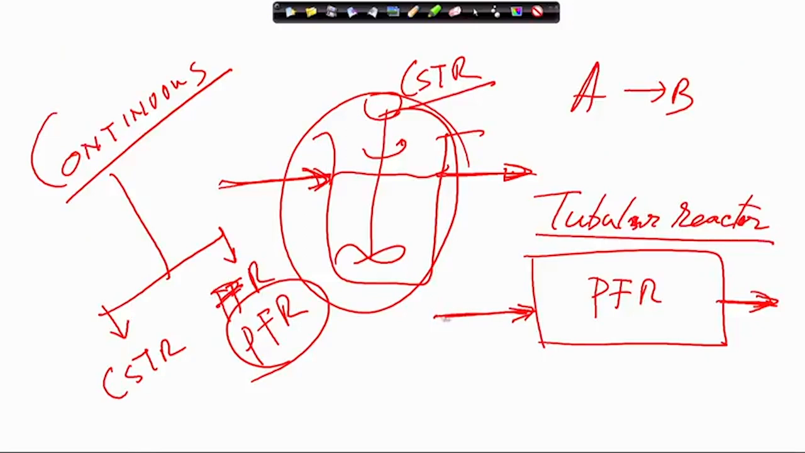So, at one end you are feeding and at the other end you are taking out. So, when liquid flows like this, there should not be any kind of back mixing or axial mixing taking place. There might be radial mixing. Radial mixing is okay, but back mixing does not take place. But here we have back mixing, and here we do not have any back mixing.